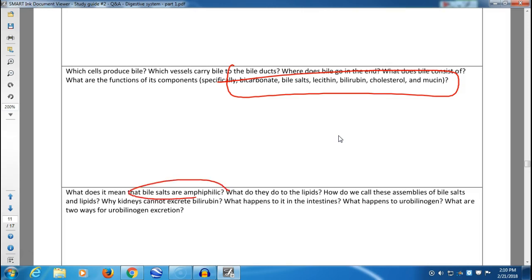Bile salts are amphiphilic, both hydrophobic and hydrophilic. What do they do to lipids? They emulsify them. What do we call these assemblies of bile salts and lipids? Micelles. Okay.